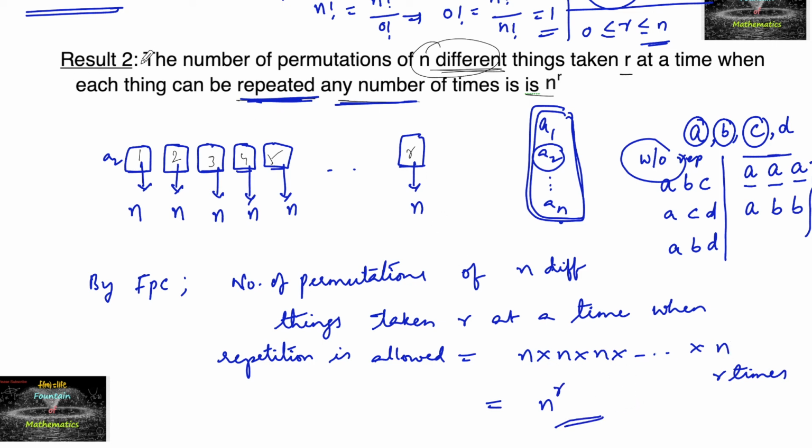So we can give a result: the number of permutations of n different things taken r at a time when each thing can be repeated is n to the power r. Okay. When there is no repetition, we use n factorial upon (n minus r) factorial. When repetition is allowed, we take n to the power r. Okay. Right.